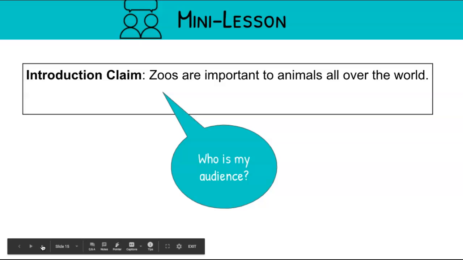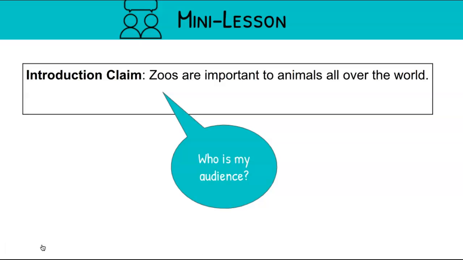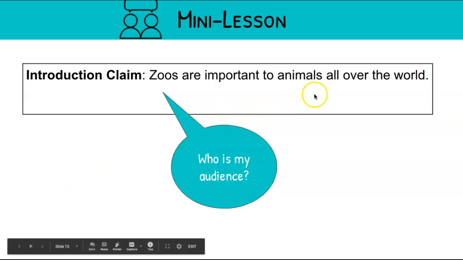So we've been doing an example persuasive planning piece on zoos. And I'm going to go through that example today, and you're going to apply the strategies that I'm using to your ideas about video games. So the first thing I'm going to do with my piece about zoos is think about who is my audience. Who am I trying to convince that zoos are important?